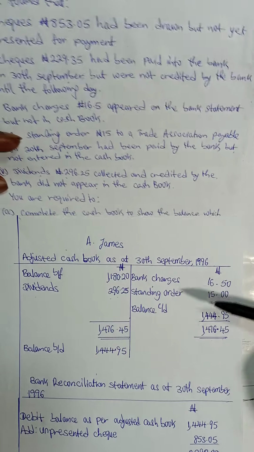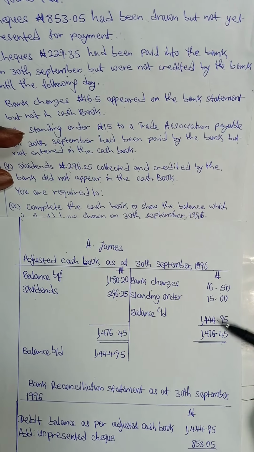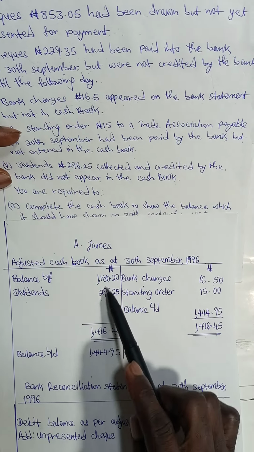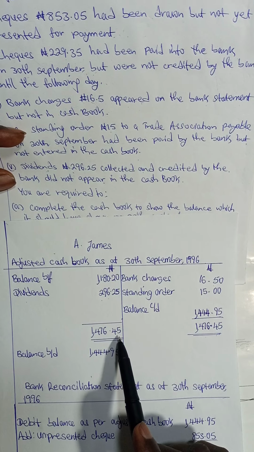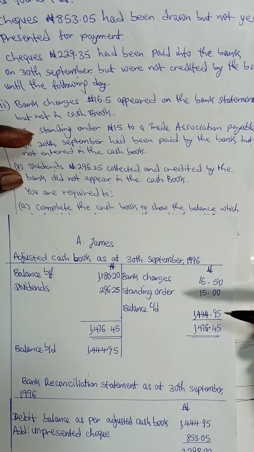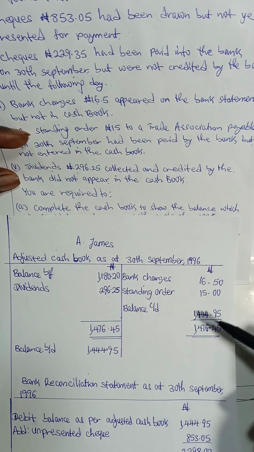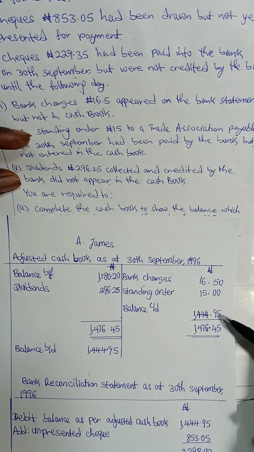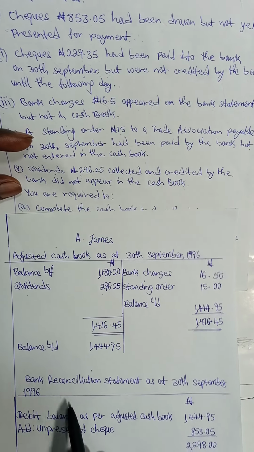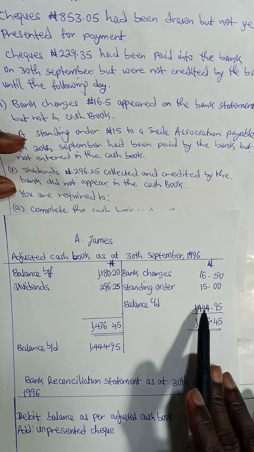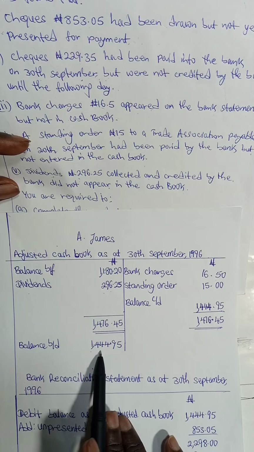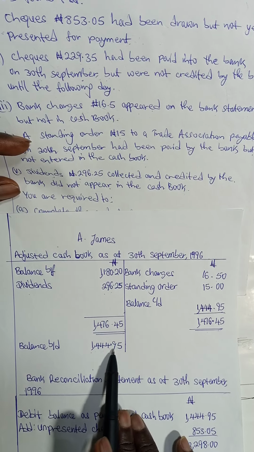So by the time we had this together, let's add the debit side. We got 1,476 naira 45 kobo on the debit side. Then we added the credit side also, so we now deduct it from this total. We got 1,444 naira 95 kobo. So the balance carried down is the balance brought forward here, 1,444 naira 95 kobo.